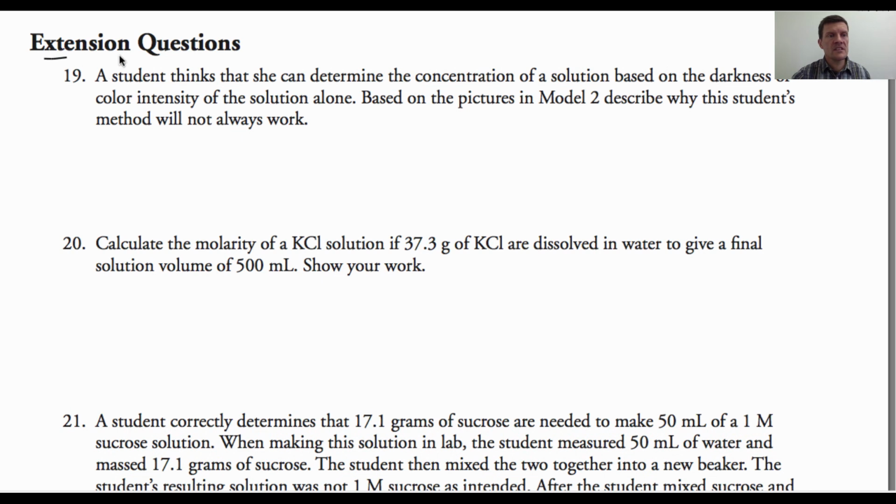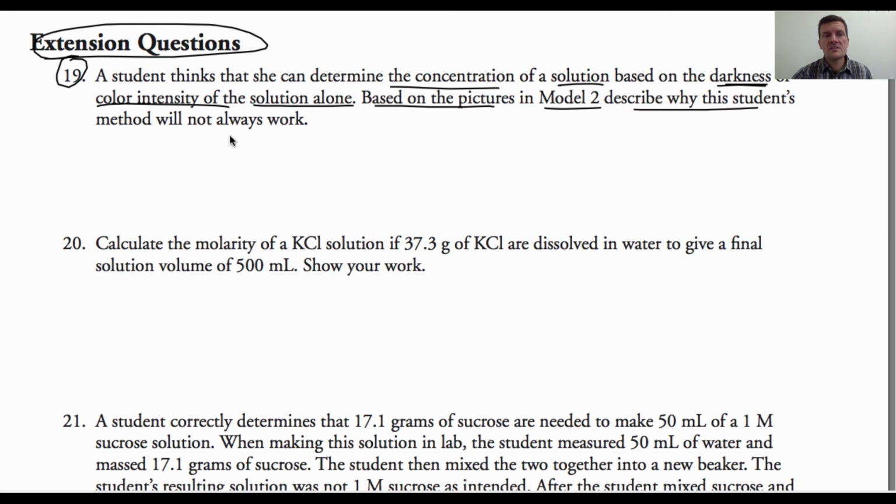Hey, our lovely extension questions. We love extension questions. Number 19 says a student thinks that she can determine the concentration of a solution based on the darkness or the color intensity of the solution alone. Well, determine the concentration. Okay, you could say it's concentrated or not concentrated or weak or strong. Based on the pictures in Model 2, describe why the student's method will not always work.